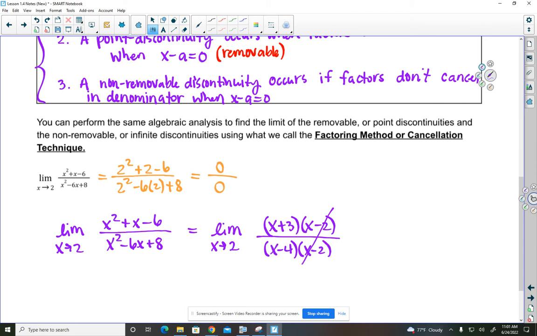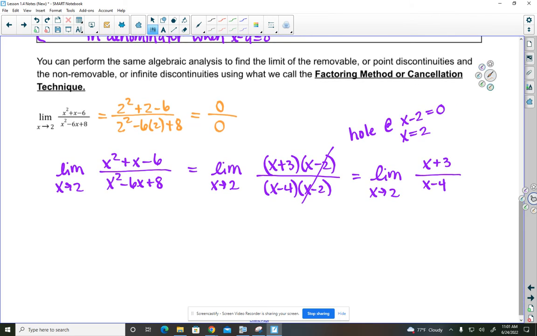So a reminder that this tells me that there must be a hole where x minus 2 equals 0, or at x equals 2. Okay, so we call that a removable discontinuity because that factor was removed. Okay, so now our limit has changed as we simplify this. And so if I try to use direct substitution now, I'm just going to go d.s. for direct substitution. Okay, plug in my 2. I notice I no longer have division by 0. I no longer have that indeterminate form. We get 5 over -2, or -2.5.